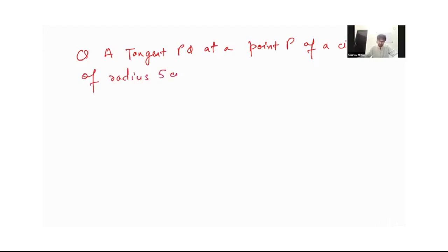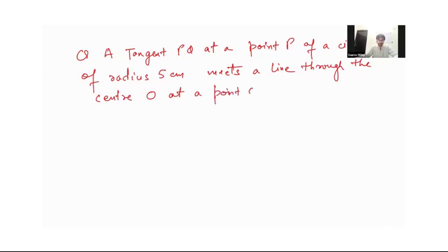A tangent PQ at a point P of a circle of radius 5 centimeter meets a line through the center O at a point Q, so that OQ is equal to 13 centimeter. Find the length of PQ.